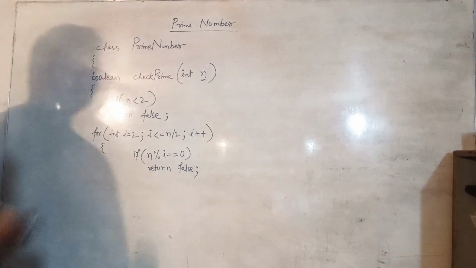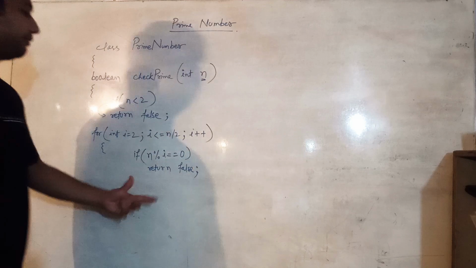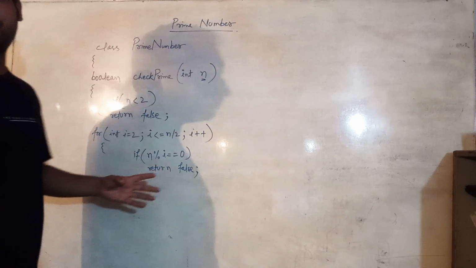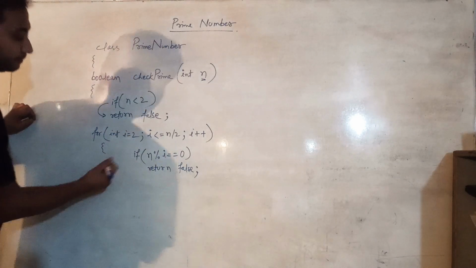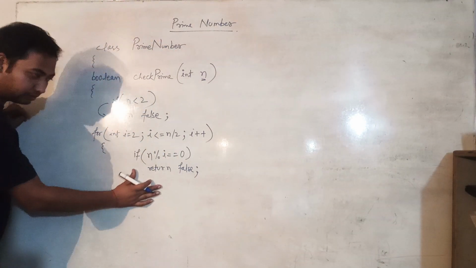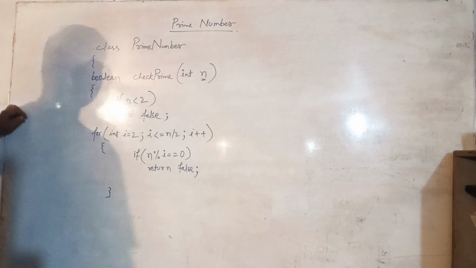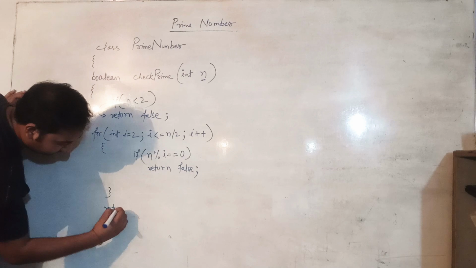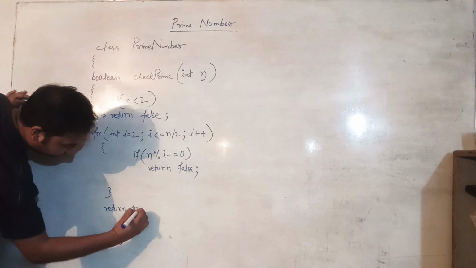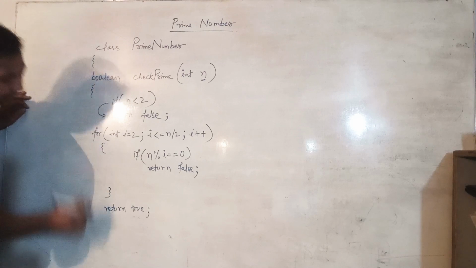This return is also a jump statement. If the compiler reads this return, thereafter it will stop execution of the function, and obviously the loop is closed, and finally return true. Okay, now I will close this function.